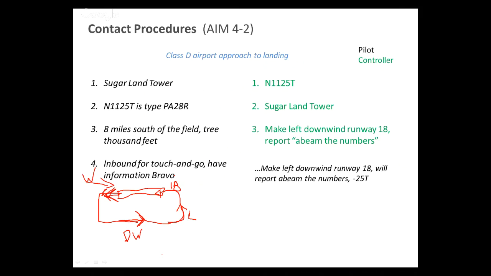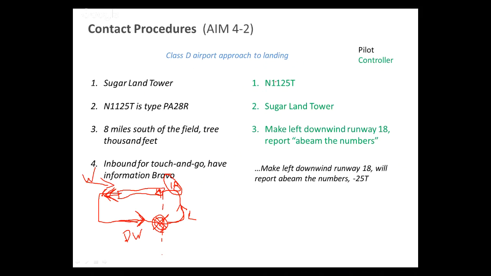Well, the numbers he's talking about are 1-8, and those numbers are printed on the runway. And the abeam point is right here in the traffic pattern. So when I get to this point in the traffic pattern, I'm going to call him up, Sugarland Tower, November 1125 Tango, abeam the numbers, landing runway 18. And I will have fulfilled this clearance.